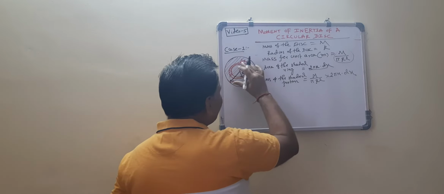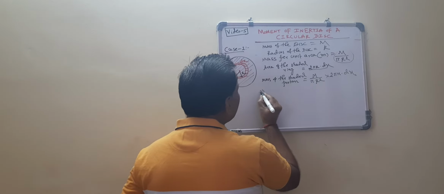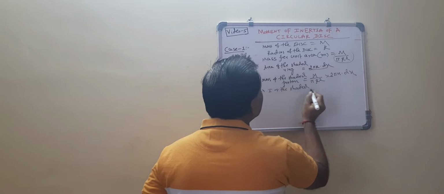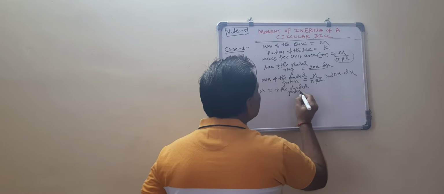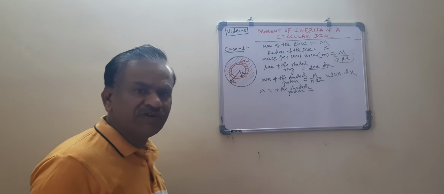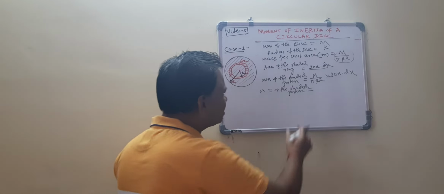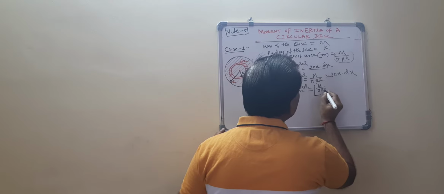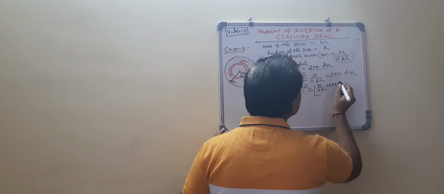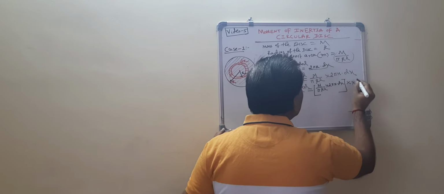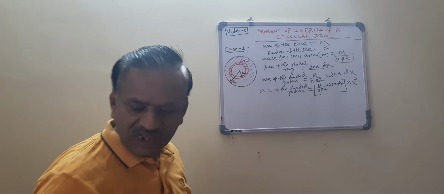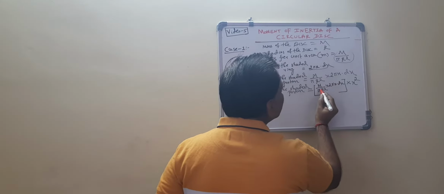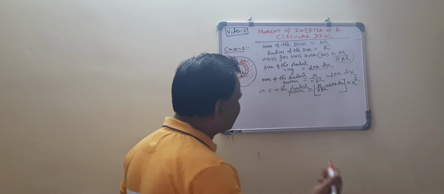But I am interested in finding the moment of inertia of the entire disc. First I will find the moment of inertia of the shaded portion. What is the formula for the moment of inertia? Mass into square of the distance. You already know this mass: M divided by pi r square into 2 pi x into dx, into x square. Here you see which factors cancel. This pi and this pi get cancelled.